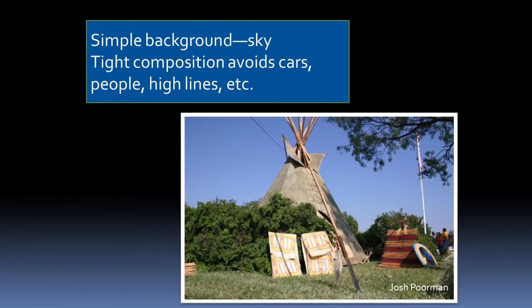Here is an example. This image was taken near a busy street. You can see that there is a highline in the background, but by getting in close and letting the teepee fill the frame, we didn't get the parking lot, the busy street, the crowd standing around the grassy area, or the rest of the highlines that were visible from where the photographer was standing. The blue sky does a great job of providing a simple background.